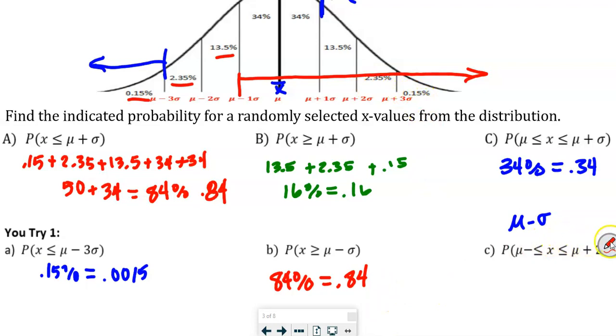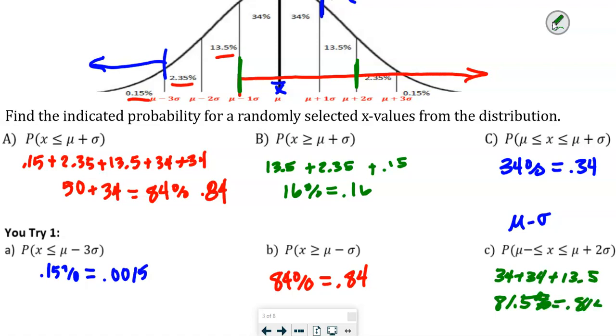All right, our last one is we're going to do between mu minus 1 sigma, that's here, and mu plus 2 sigma, so that's there. So we've got our 34 plus 34, which would be 68, right? Plus our 13.5. So I'm pretty sure this one's 81.5%, which is equal to 0.815 if we were to put it as a decimal.